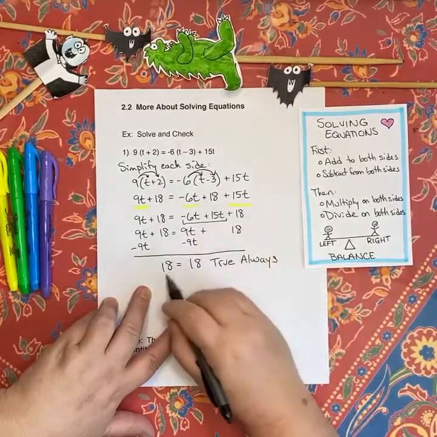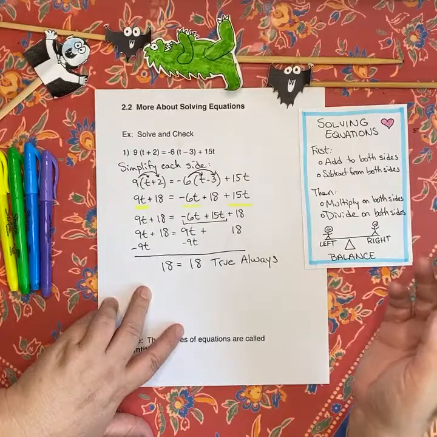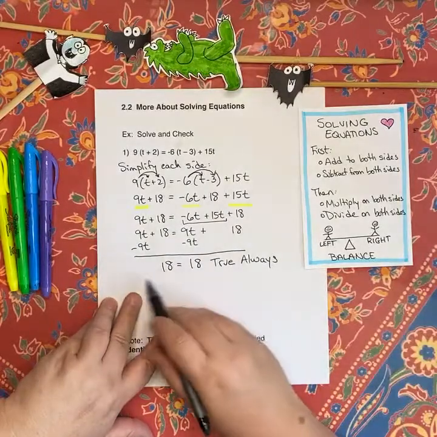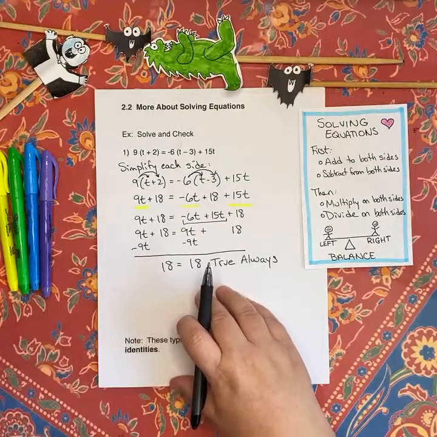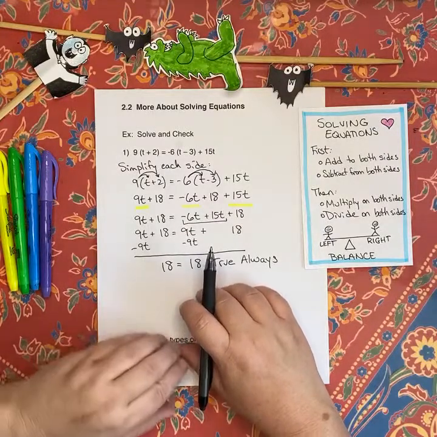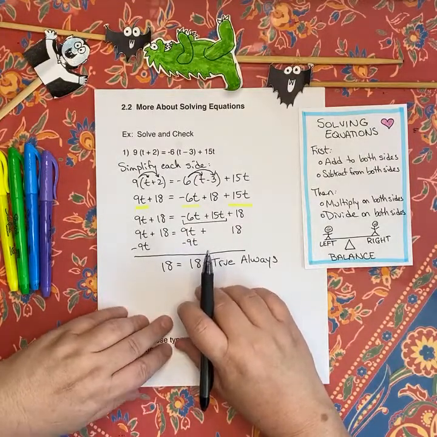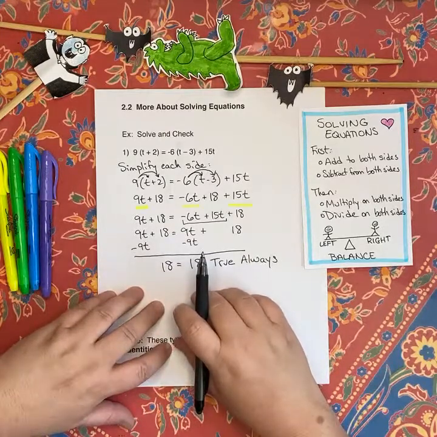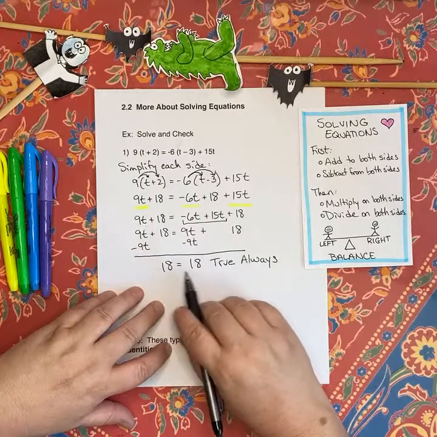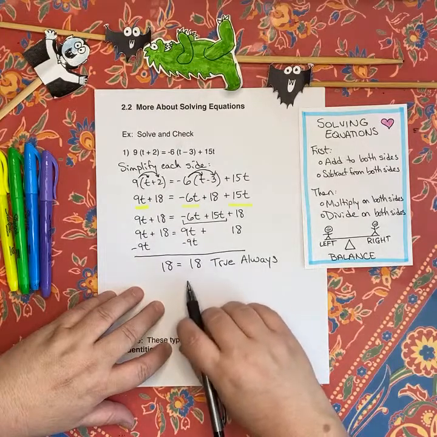When does 18 equal 18? It always equals 18. Notice there's no t in here. So this is not a conditional statement. This is true always. So this means that any number you put in for t will work.